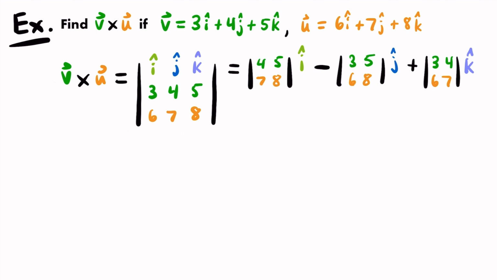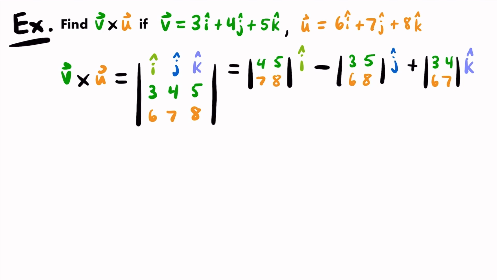Now what we have to do is calculate the determinant of each of these smaller 2x2 matrices. And that part's pretty simple. In order to calculate the determinant of a 2x2 matrix, you multiply the top left by the bottom right, and then subtract multiplying the top right by the bottom left. All right, so we're going to have 4 times 8 minus 5 times 7.